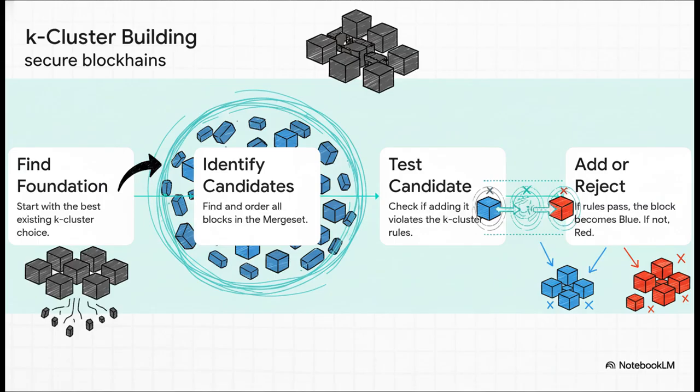So how does the sorting actually happen? Well, it follows this really clean four-step process. First, it takes the cluster that already exists, that's its foundation. Step 2, it grabs all the new blocks that are waiting to be checked. Then, for step 3, it tests every single one of those new blocks against the connection rules. And finally, step 4, if it passes, it's colored blue and joins the club. If it fails, it's colored red. That's pretty much the whole process.